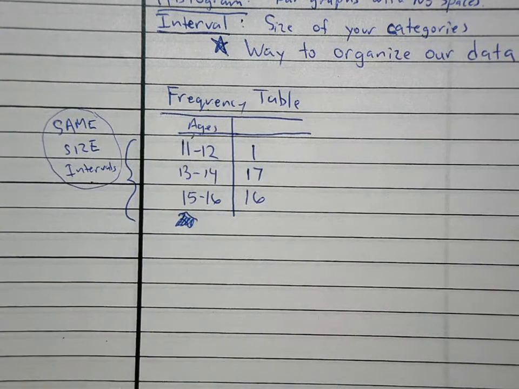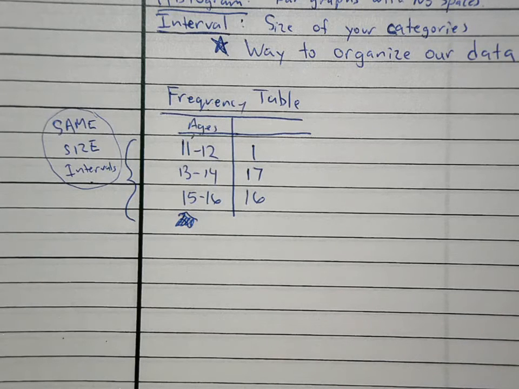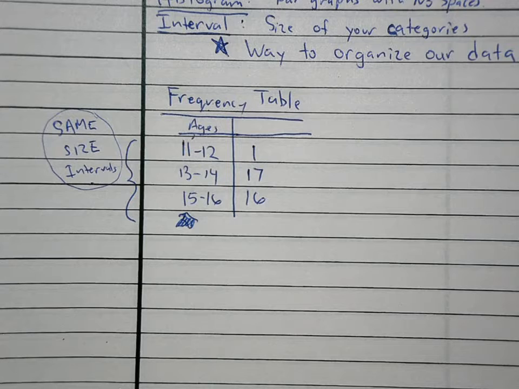There we go. What you just did was you created a frequency table. You can now see the youngest age group in here. You can see the oldest age group. You can see how many are there. It's a lot easier than me going around asking, how old are you? How old are you? How old are you?